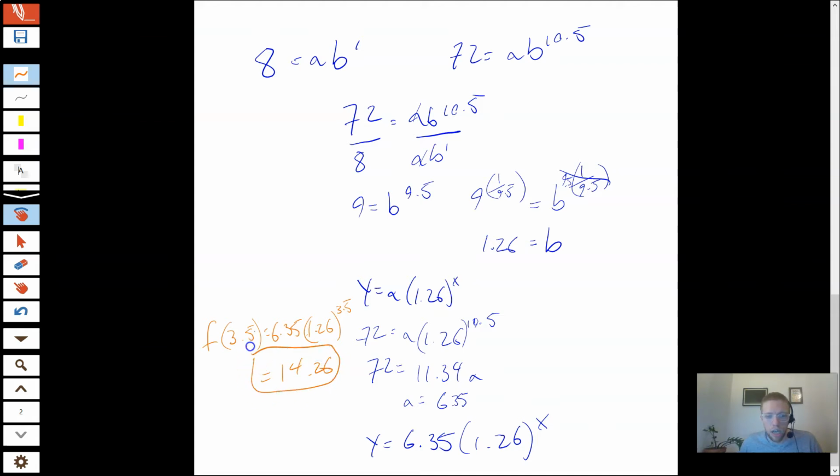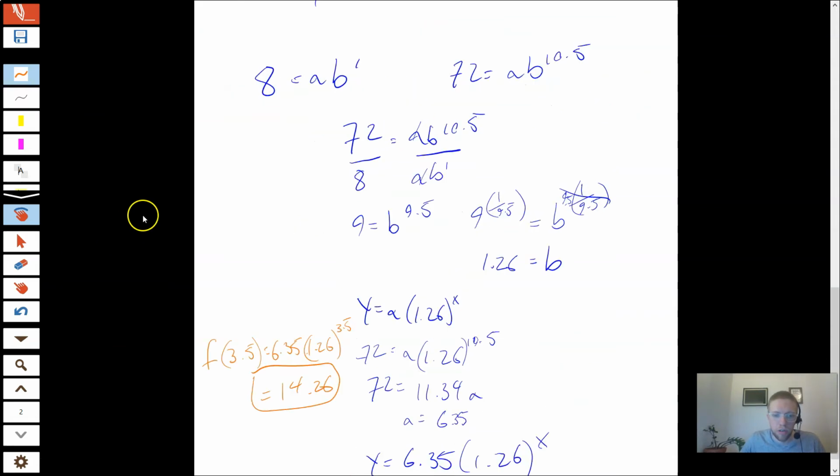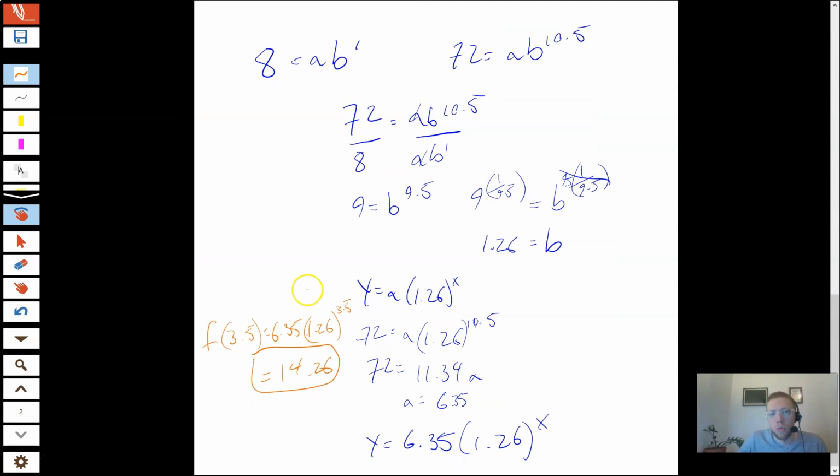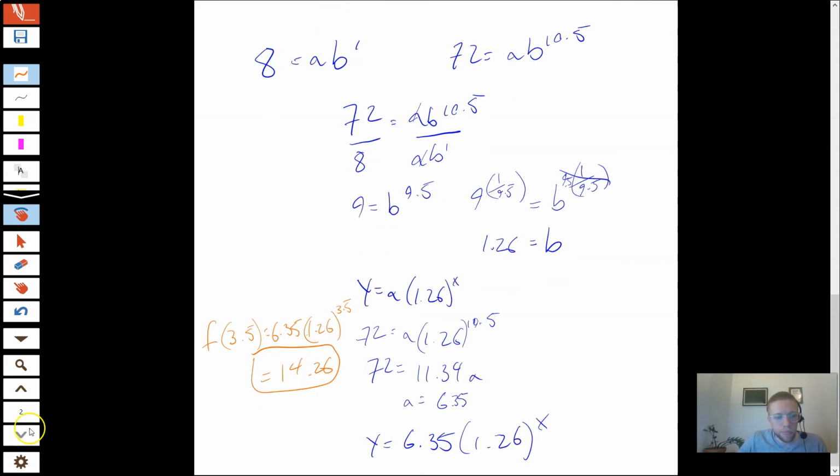Okay. And make sure you're rounding correctly. So nearest hundredth. Hundredth means 2 decimal places. So I left 14.26. Okay. So that is how to find the equation of an exponential function when you have 2 points and it doesn't give you a base, right?